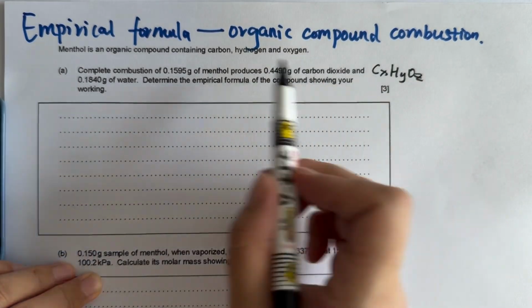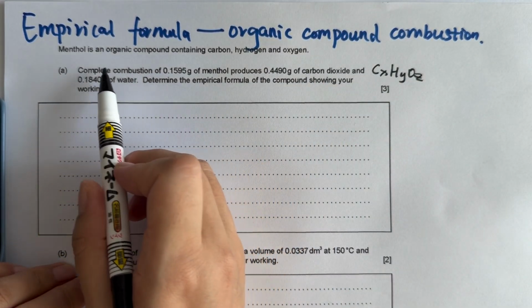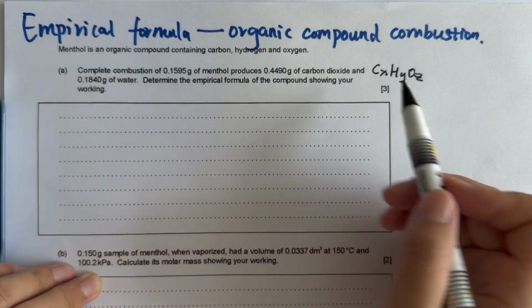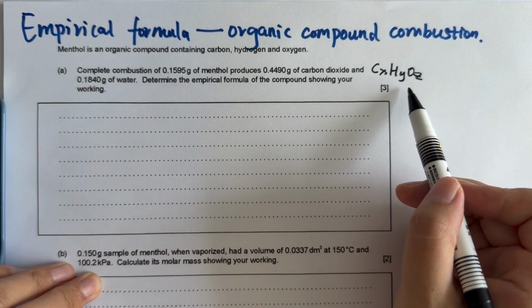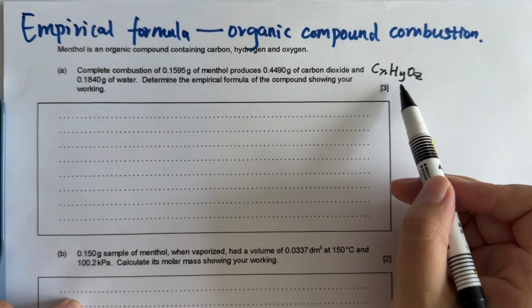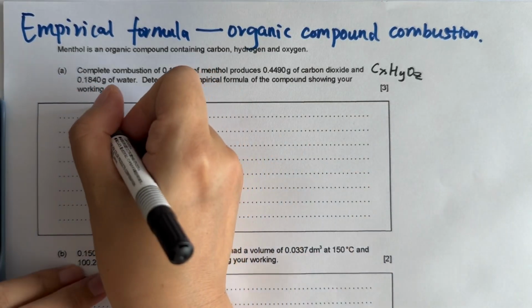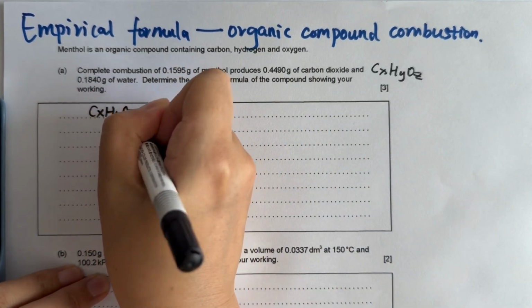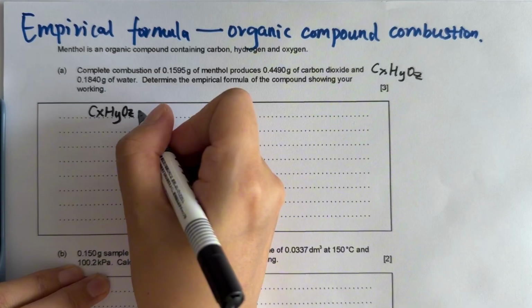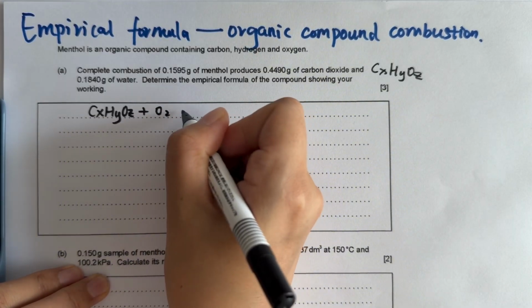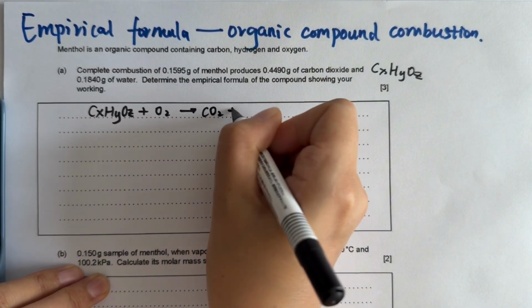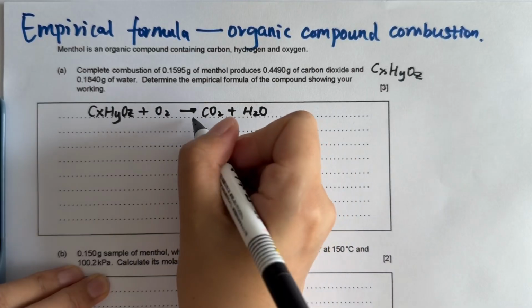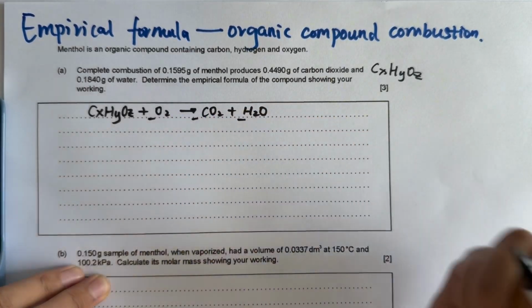So when these organic compounds completely combust, because they contain three kinds of elements, carbon, hydrogen, oxygen, so when CxHyOz completely combusts, it will produce CO2 and water. Okay, this is an unbalanced equation.